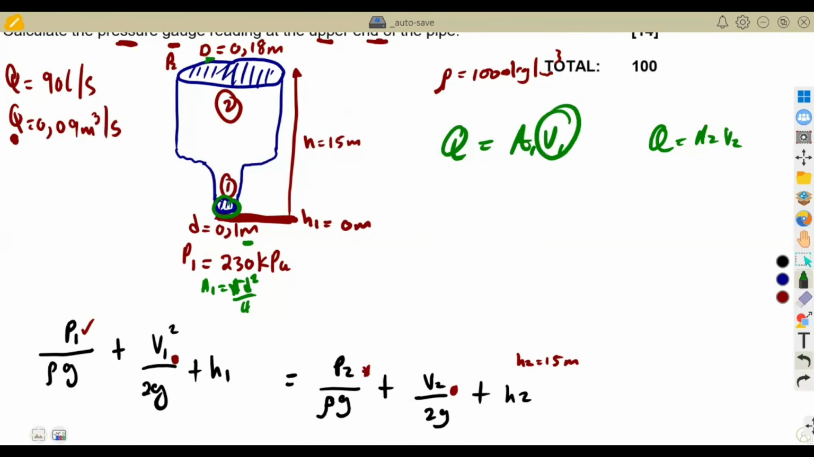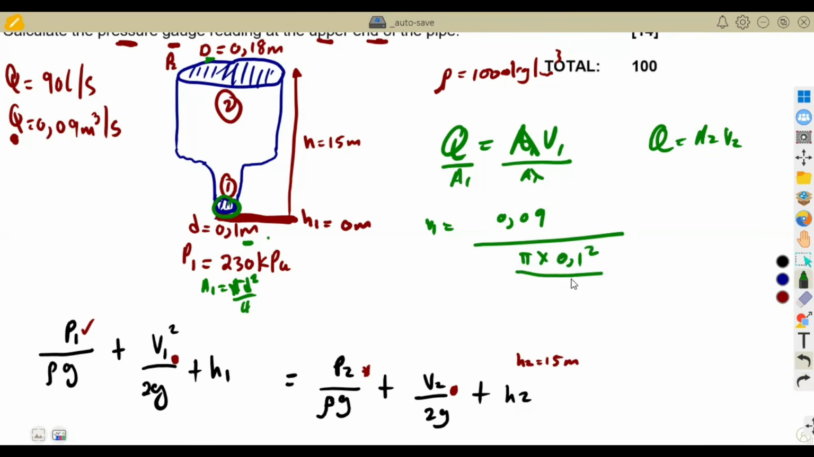So I can calculate V1, representing the velocity, if I just divide by the area on both sides. That means V1 is going to be the flow rate of 0.09 cubic meters per second over the area. All right, so the area 1 at point 1 is pi d squared over 4. So it's going to be pi times the diameter at this point, 0.1 squared, over 4. So this is going to give us the velocity there at the entry. So thus we are entering with a velocity of what?